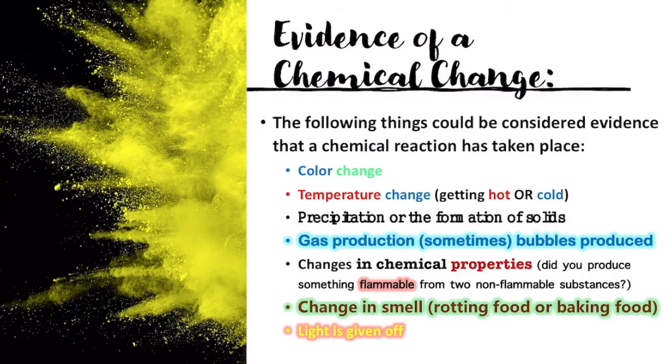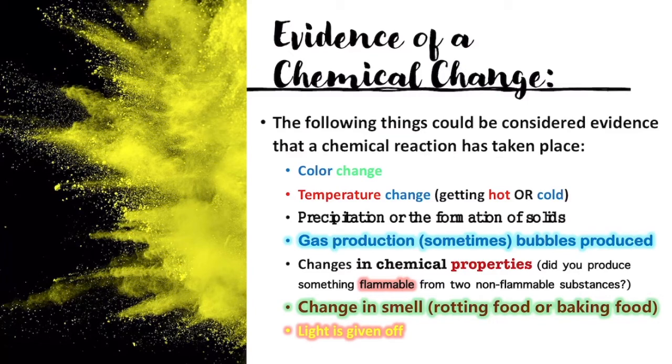All right, so how do we tell if a chemical change has taken place? There are some telltale signs that we can look for. One of those is a color change. Did you observe something changing color? The other is a temperature change. If we're not trying to heat or cool anything, but we mix two chemicals together and the reaction gets really hot or really cold all by itself, then that's evidence that a chemical reaction is taking place in your container.